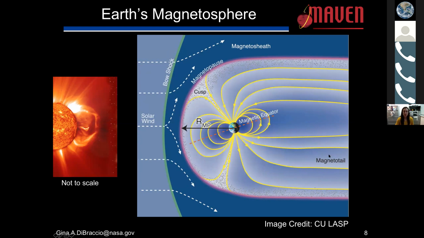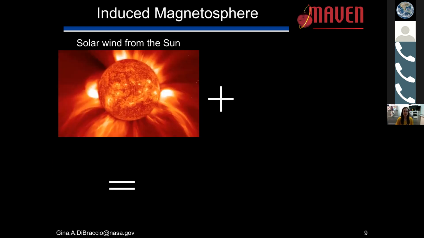For Earth, the magnetotail is formed as the solar wind flow goes around that magnetic obstacle. It's just going to stretch the field lines all the way down away from the planet and form this magnetotail. So this is the background on the Earth's magnetosphere.